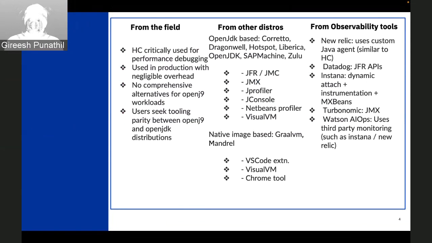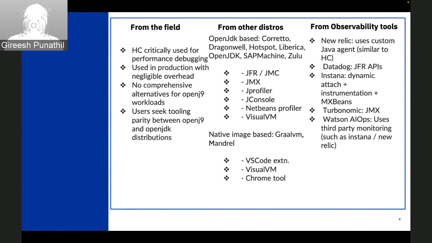Now, when it comes to the stories from other SDKs, we see two patterns. One is OpenJDK based distributions, which use the JFR family heavily: JFR, JMX, JProfiler, etc. But we see a steady pattern of usage with the JFR there. And then the native image based VMs such as GraalVM and Mandrel. We see custom VS Code extensions and VisualVM as the predominant usage for health monitoring.